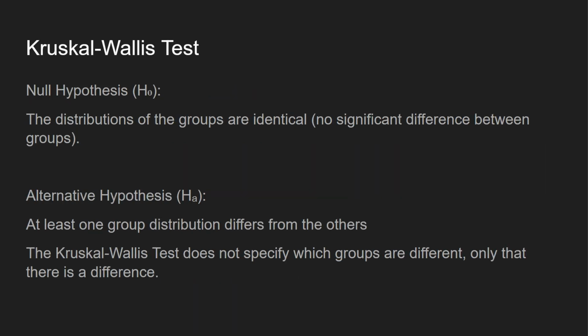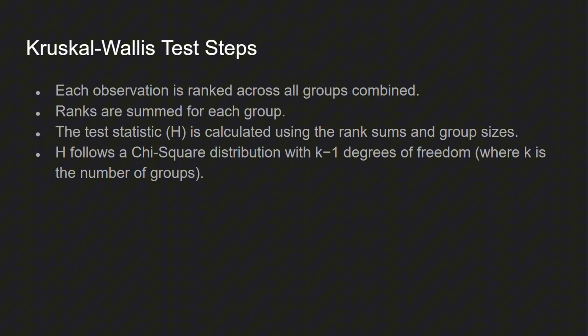The null hypothesis: the distributions of the groups are identical. Alternative hypothesis: at least one of the groups' distributions differs from the others. The Kruskal-Wallis test does not specify which groups are different, only that there is going to be a difference. So each observation is ranked across all the groups. Ranks are summed for each group. Test statistic H is calculated by using the rank sums and the group sizes, and H follows the chi-square distribution with k-1 degrees of freedom, where k is the number of groups.